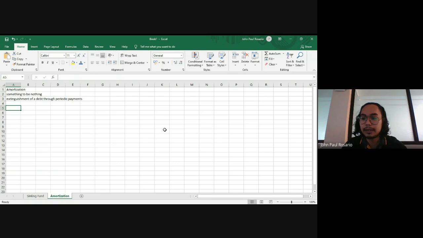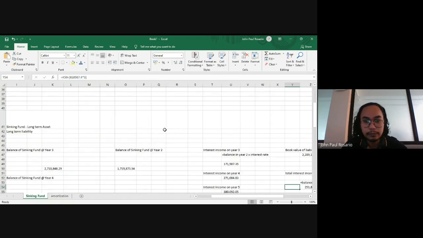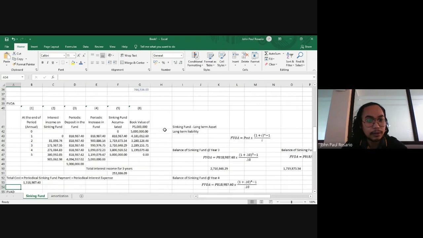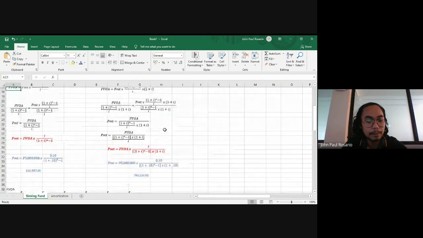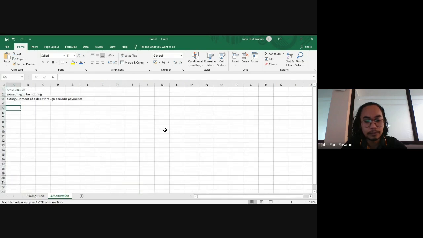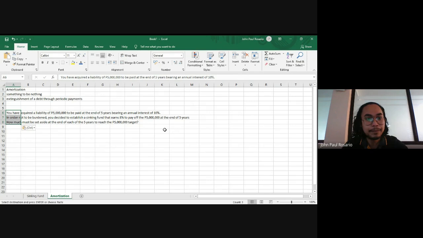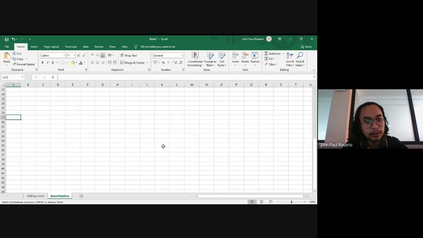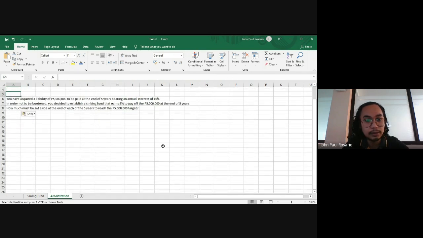So let's recall our example for sinking fund. What was that? So here's the thing. In order not to burden you, you require 5 million pesos. Okay. So if this is the case, let's just compare this case to amortization.